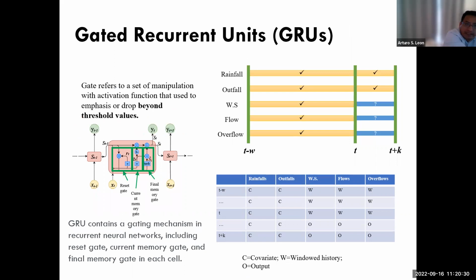And then we have the gated recurrent units. In this case, we can specify threshold values. So we can say, if you get this value, do this or do that. Here we have a reset gate, a current memory gate, and a final memory gate. So basically they are conditions: if you achieve this, either delete this value or do this or that. So it's a kind of gate, and that's why it's called gated recurrent units.